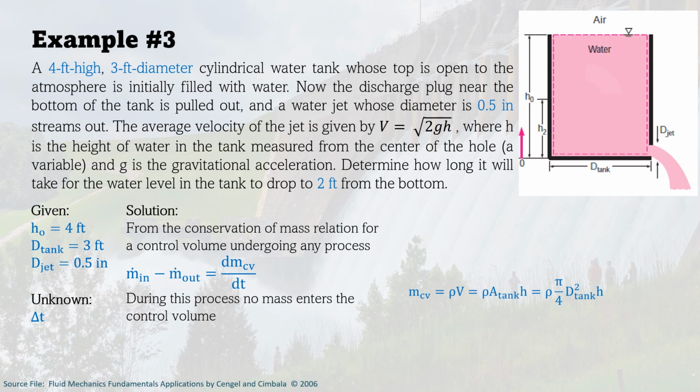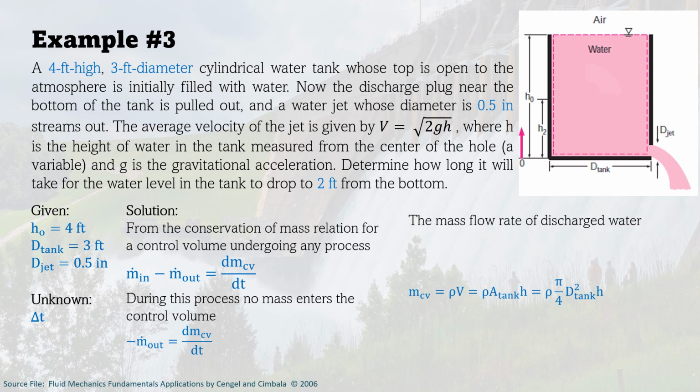During this process, no mass enters the controlled volume. So there is no water entering, only water exiting. That's why we can reduce this relationship by canceling out mass in, so negative mass out is equal to the rate of change of the mass here in the controlled volume.